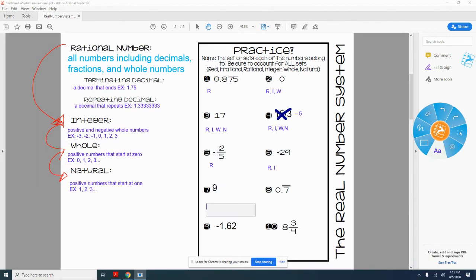9. Rational numbers? Yes. Take a few seconds and see if you can categorize this number by yourself. I'll go ahead and give you a minute to do so, or a couple of seconds. Read through the definitions. If you say yes, go to the next one, and then I will check it.